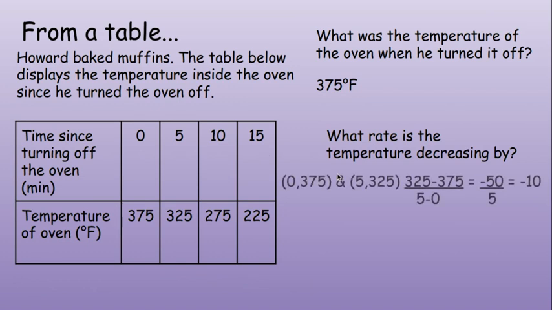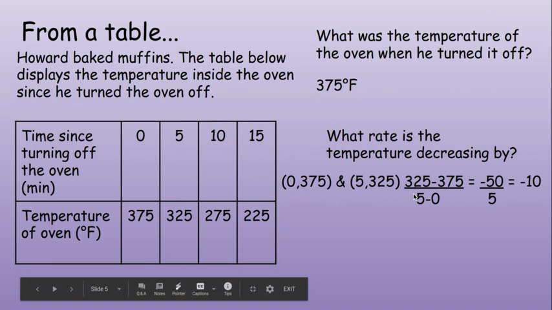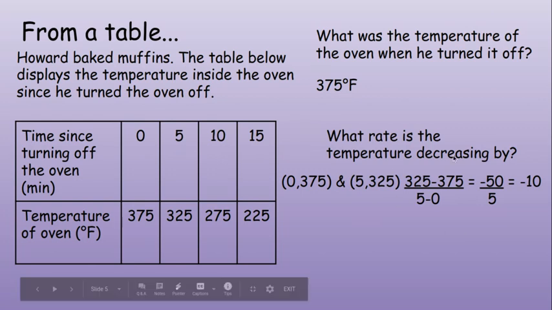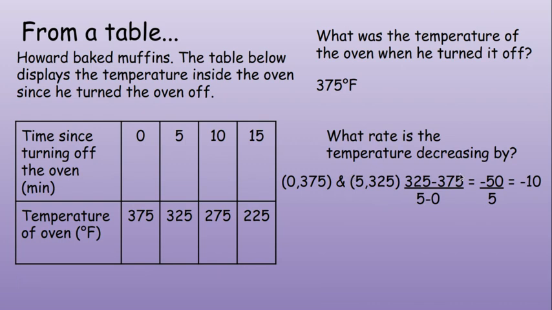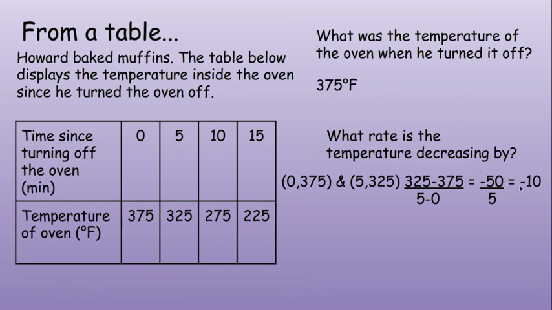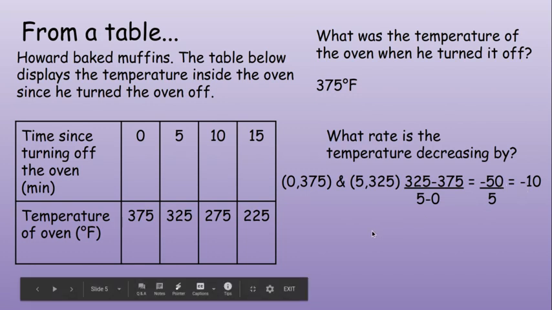I may also choose just to grab 2 ordered pairs, just to be sure, and use my formula, y2 minus y1 over x2 minus x1. Cannot go wrong by doing that. So I chose one ordered pair, 0, 375, and another one, 5, 325. Substituted it in. Remember, x1, y1, x2, y2. So y2 minus y1 is negative 50. x2 minus x1, 5 minus 0 is 5. So what's happening here? Why is the rate negative? Because the temperature is going down.